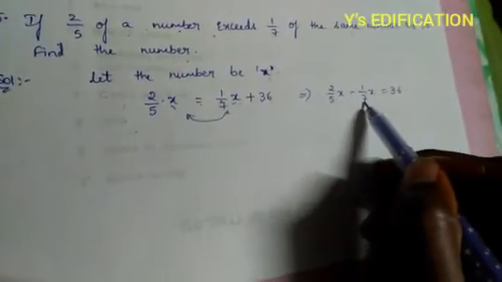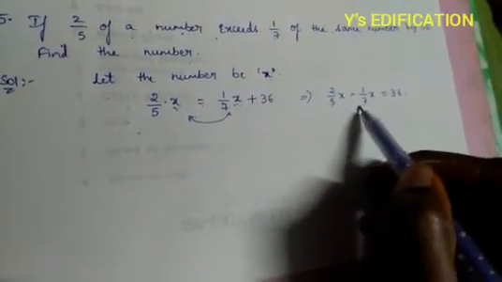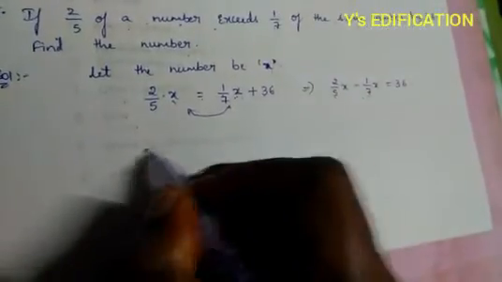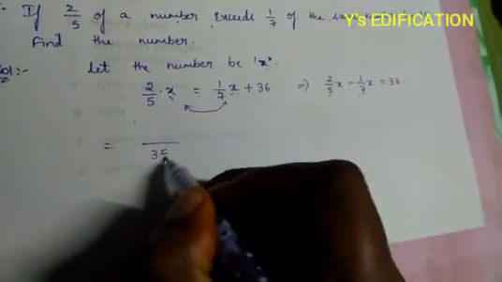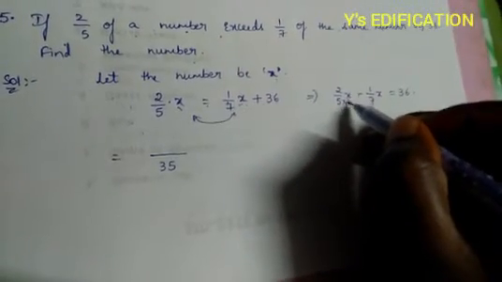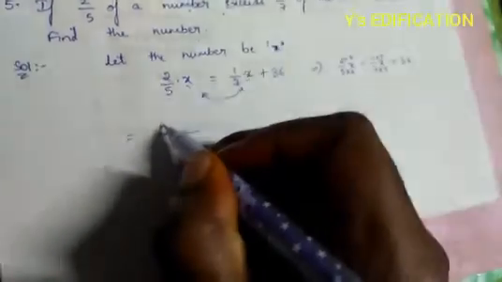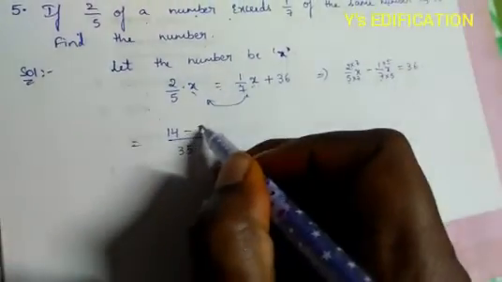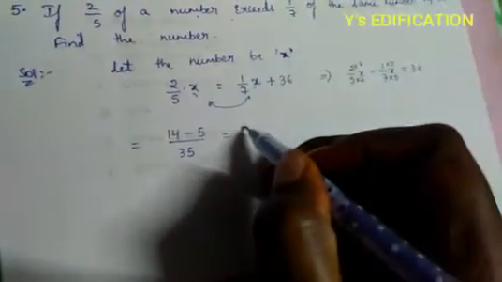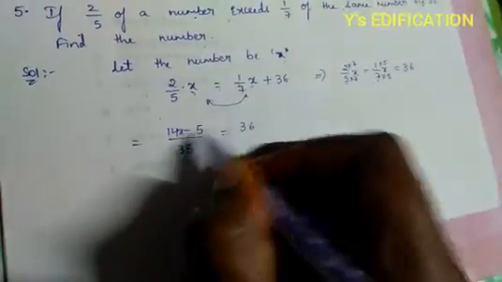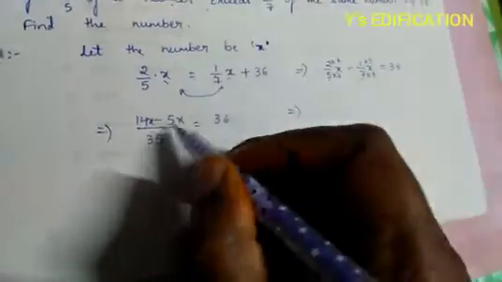Now I am going to take the LCM of these two numbers. The LCM of 5 and 7 is 35. So I am going to multiply numerator and denominator with 7 and this numerator and denominator with 5. So what is 2 into 7? 14 minus 1 into 5 is 5 is equal to 36. 14x minus 5x is equal to 36. So that means 14 minus 5 is 9x by 35 is equal to 36.